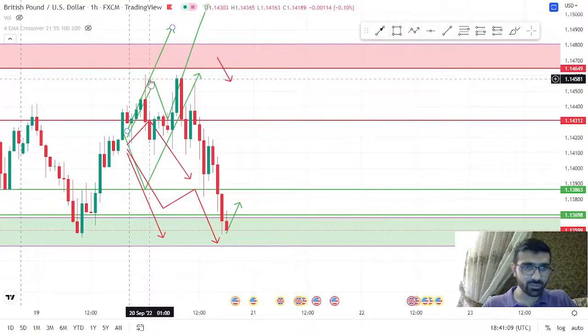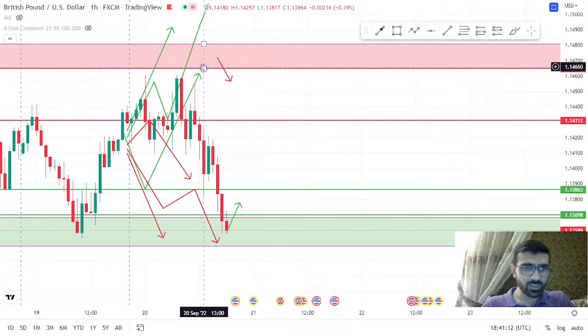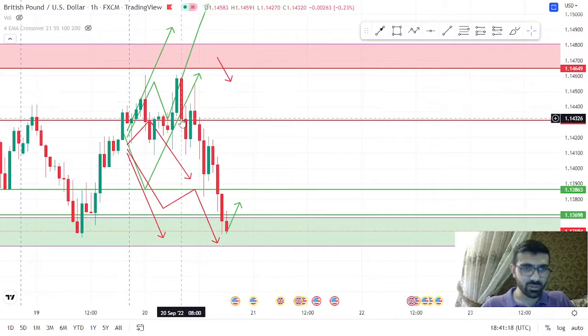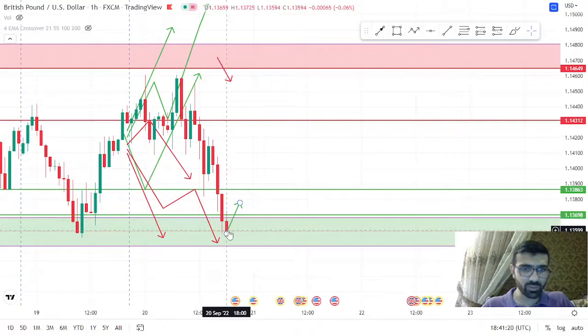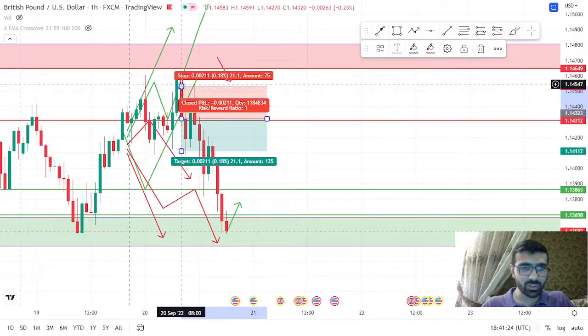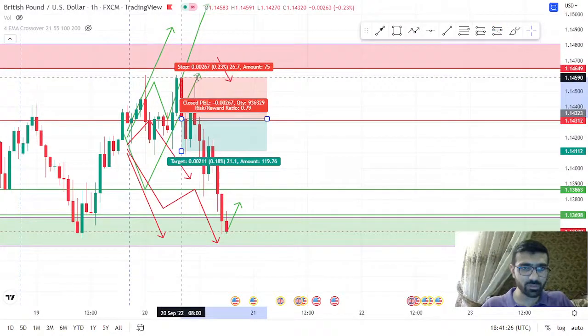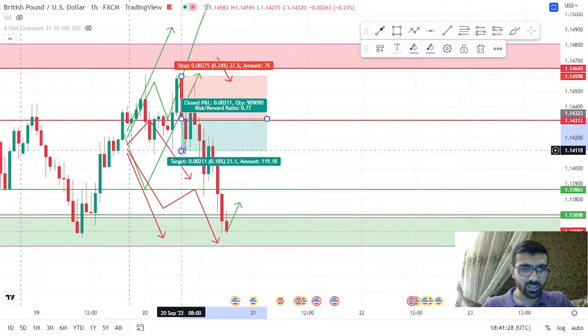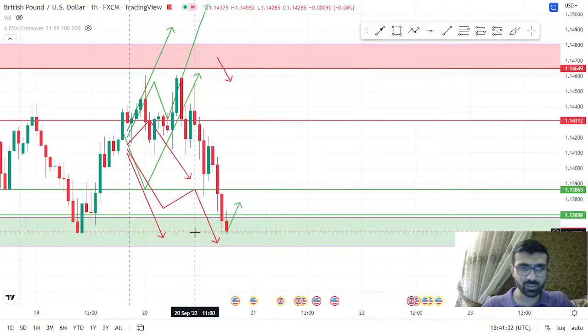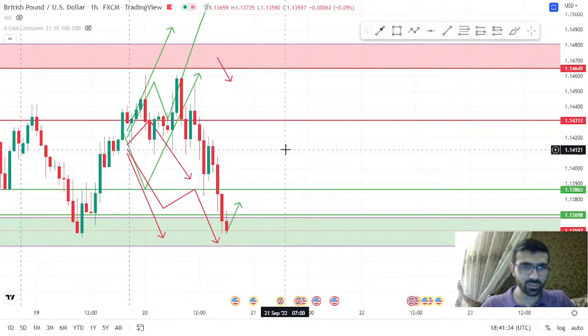And then we gave you this area of resistance, and you guys can clearly see that this area was tested once again over here, and we could have gone short from here and we would be running in a good profit. So if we would have sold from here, our stop loss would be just above this candle and the take profit would be approximately till here. So this would be a good 2.6% profit in this selling.